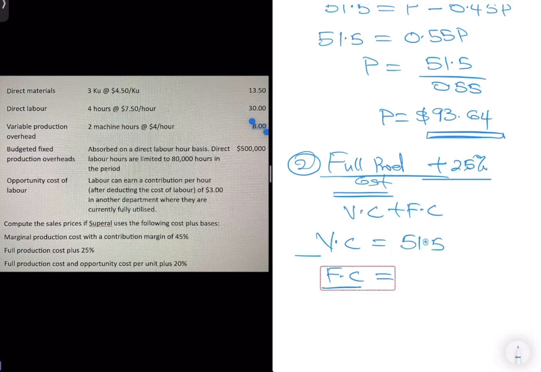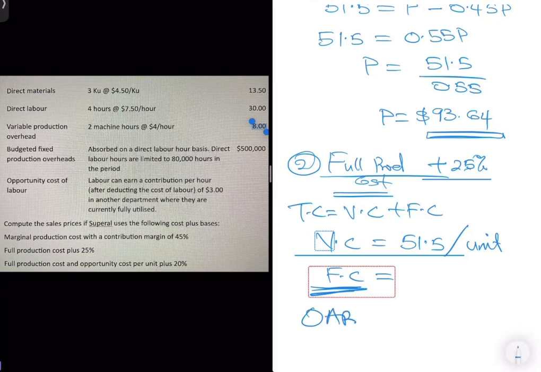Now, you know the variable cost is 51.5. You want to get your fixed cost per unit. This is variable cost per unit. We also need the fixed cost per unit to arrive at the total cost, right? So the first thing is to get the overhead absorption rate, which is your total overhead divided by your absorption basis.